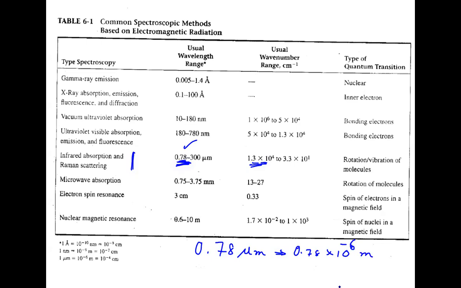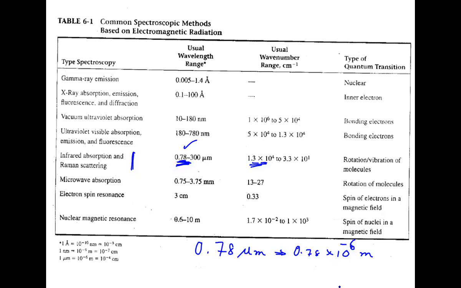So now we have converted it to meters. And remember, this is energy. So how do you now convert this number to per centimeter, or inverse centimeter, rather? We have to get into centimeters first. So how do you do that?